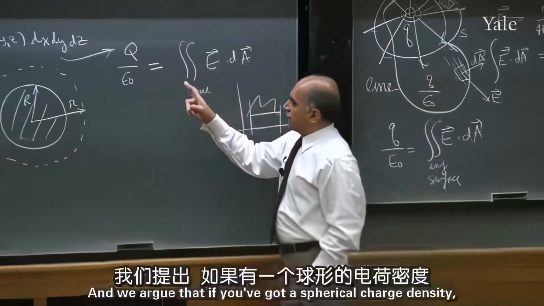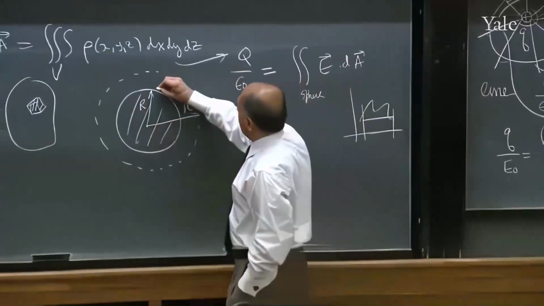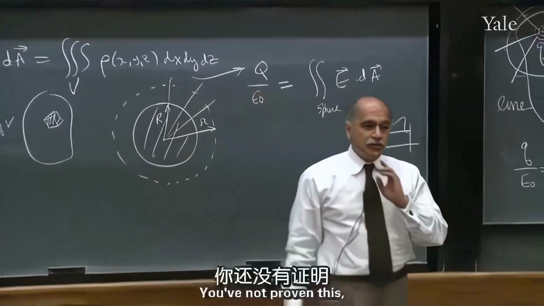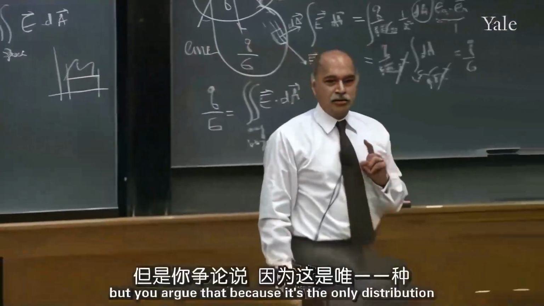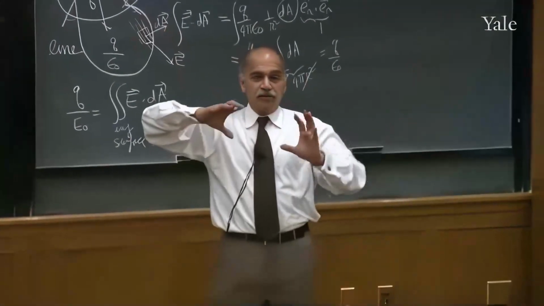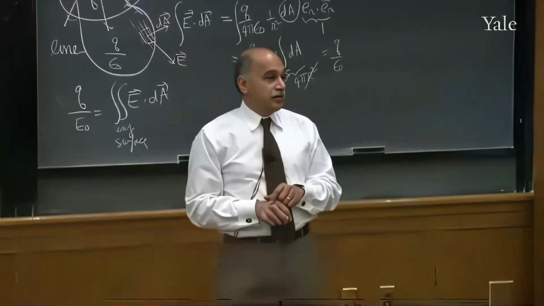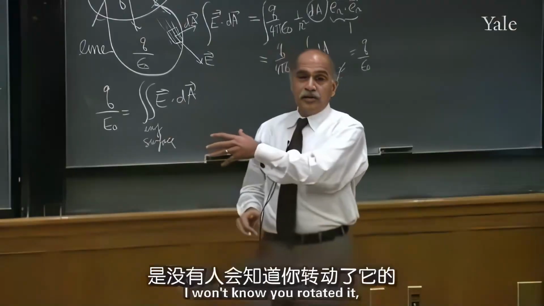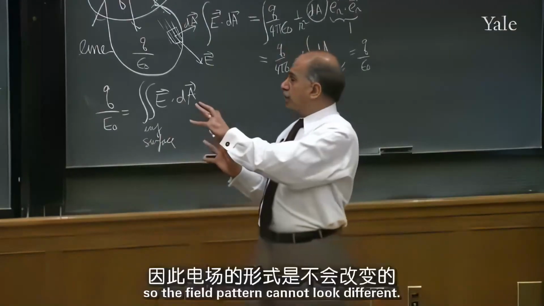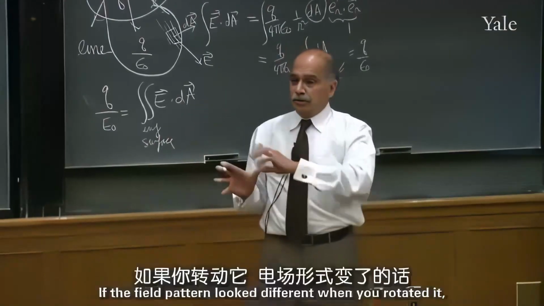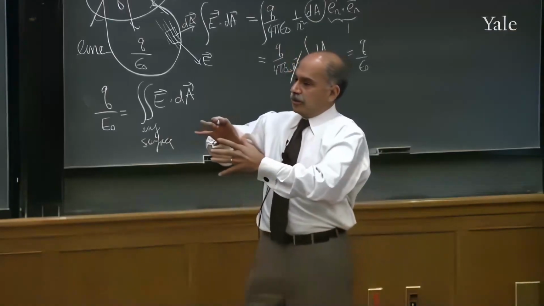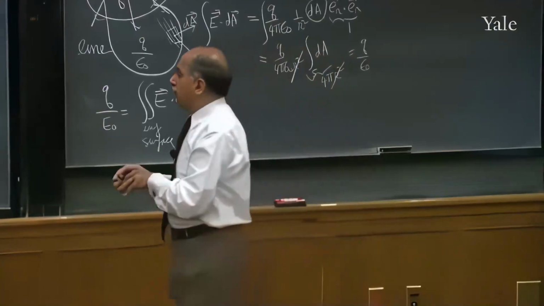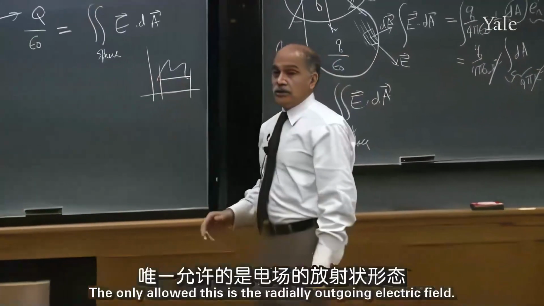And we argue that if you've got a spherical charge density, the electric field must be radial everywhere. You've not proven this, but you argue that because it's the only distribution with lines coming out everywhere, invariant under every possible rotation of the sphere. Because if you rotate the sphere, I won't know you rotated it. So the field pattern cannot look different. If the field pattern looked different when you rotated it, then you have a problem because the cause looks the same, but the effect looks different. That's not allowed. The only allowed thing is a radially outgoing electric field.